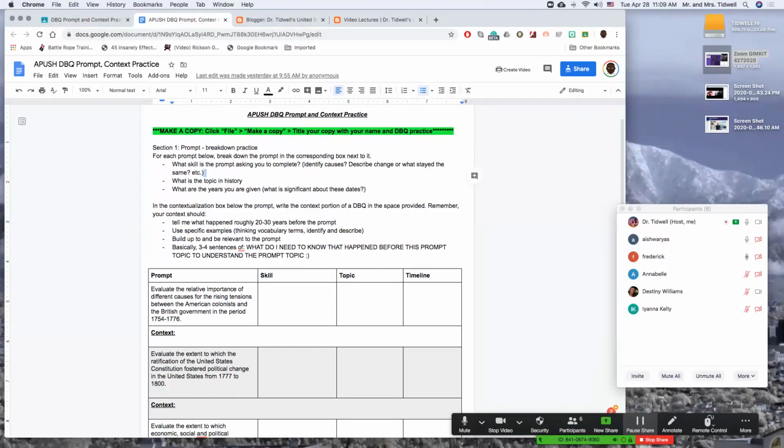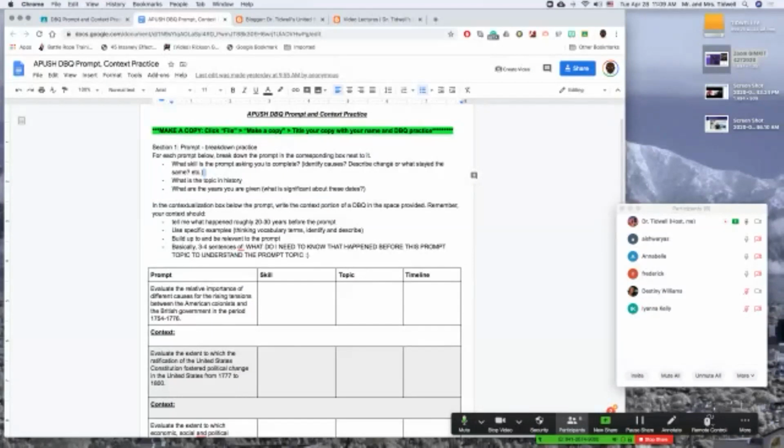In the contextualization box, below the prompt, write the context portion of a DBQ in the space provided. Remember, your context should tell me what happened roughly 20 to 30 years before the prompt. Yes, key thing. It's gotta be something that happened. Hold on one second, Frederick. You gotta make sure you say something that happened roughly 20 to 30 years before the prompt. That's where the contextualization comes in.